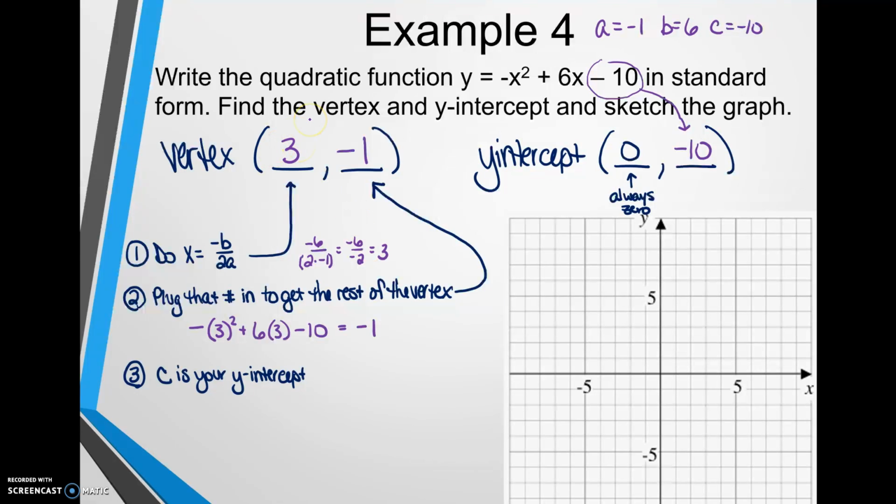I plugged 3 in. Now this particular problem is a little weird because there's a negative in front of the x squared. I always put my parentheses directly around the x's. So negative parentheses 3 closed parentheses squared plus 6 times 3 minus 10. I ended up getting -1. So my vertex is at 3, -1. And that's where my symmetry line is.